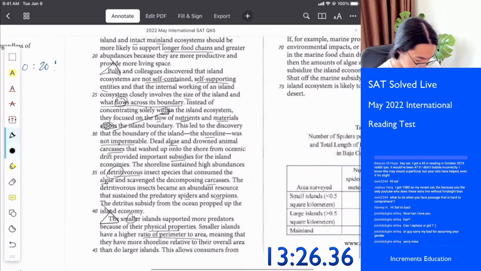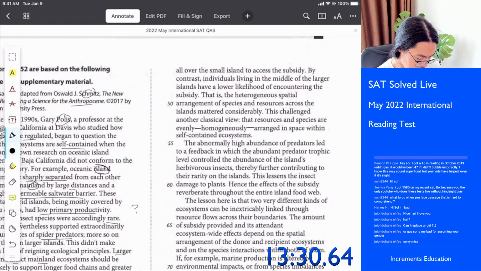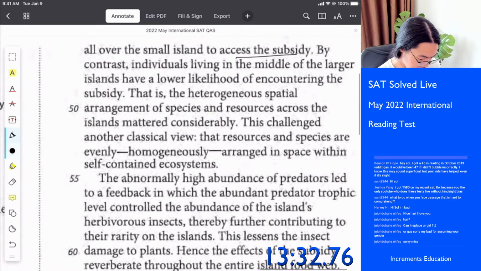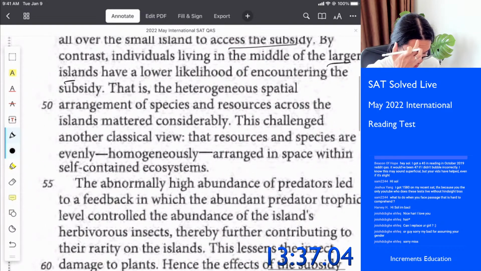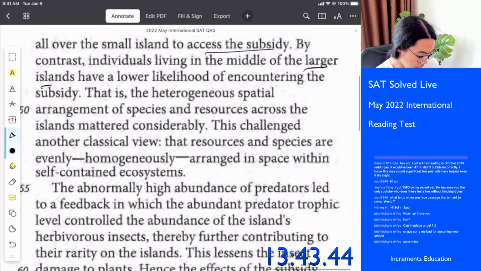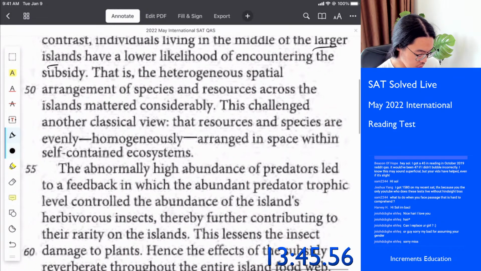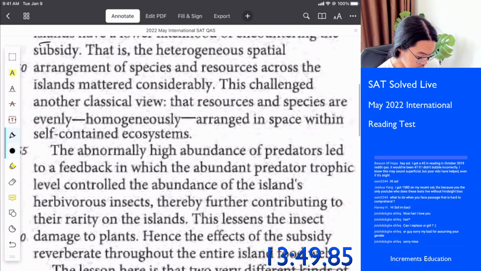I didn't verbalize it, but I was actually thinking this. This allows consumers from all over the island to access the subsidy, but if you live on a larger island, you're very far. Yeah, like when you live in the suburbs, you have to go to a Walmart. You can't just walk to a bodega. So the heterogeneous spatial arrangements of species and resources across the island.